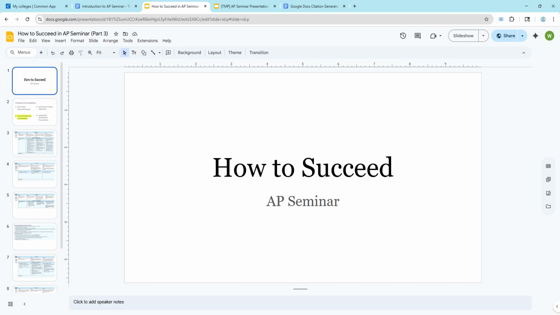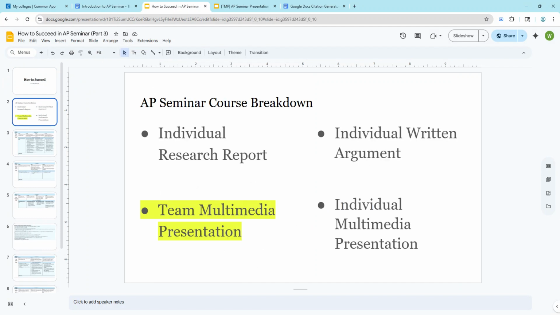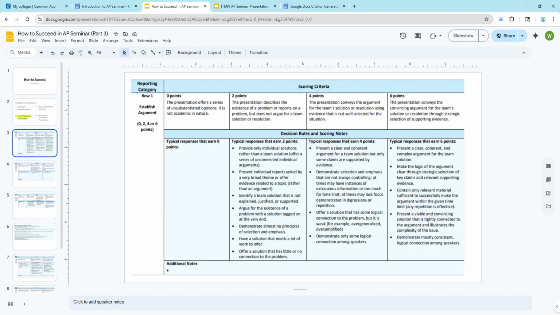Okay, so now let's dive into the team multimedia presentation. Row 1 is about establishing your argument. 6 points. The presentation conveys a convincing argument for the team's solution or resolution through strategic selection of supporting evidence.